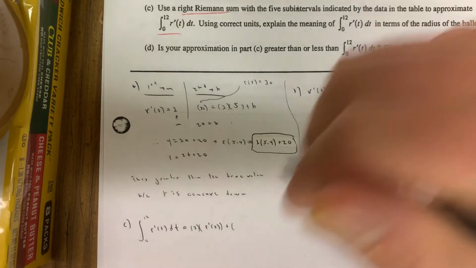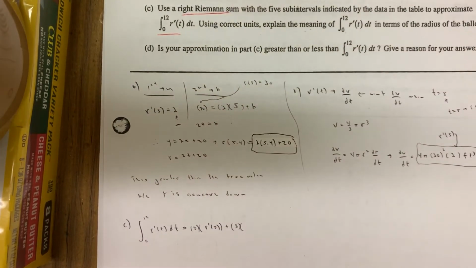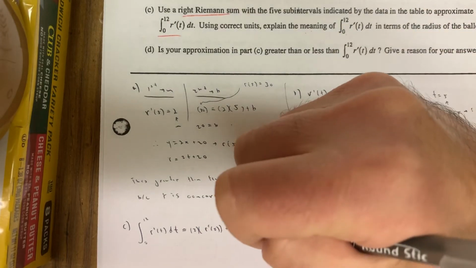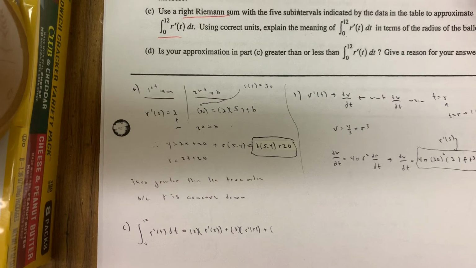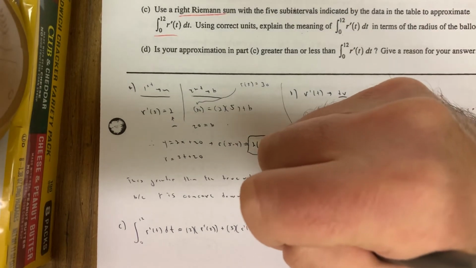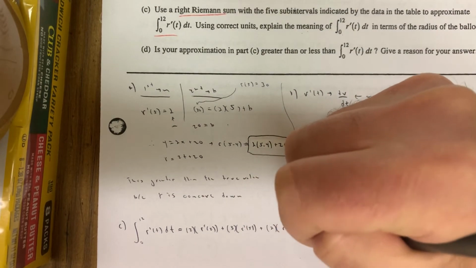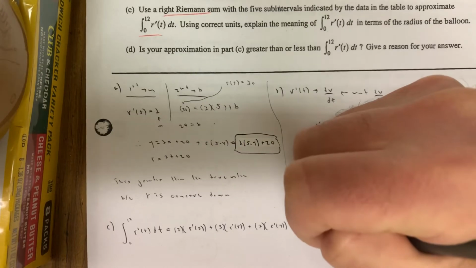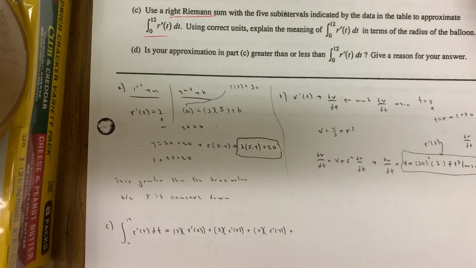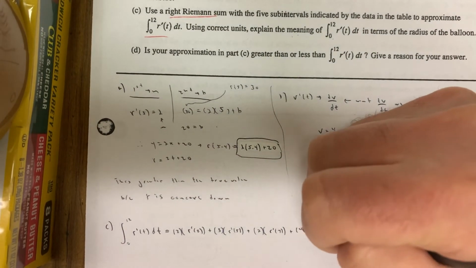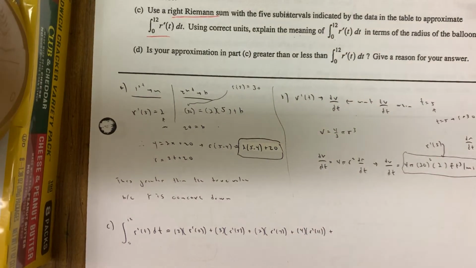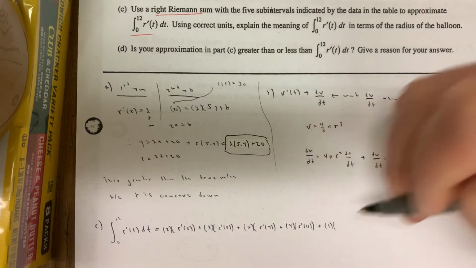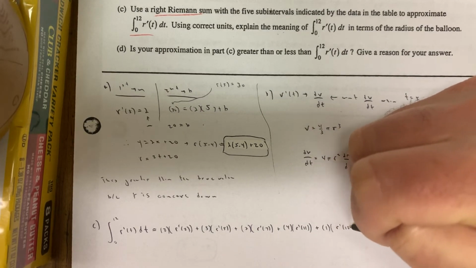Plus the next one goes from 2 to 5, so a base of 3. Since it's a right sum, let's plug in the 5. So r prime of 5. Plus the next one is going to go from 5 to 7, so a base of 2. I'll plug in the 7 since it's a right Riemann sum, r prime of 7. Plus now we're going to go from 7 to 11, that's 4, r prime of 11. And then finally from 11 to 12, that's only 1, and then r prime of 12.